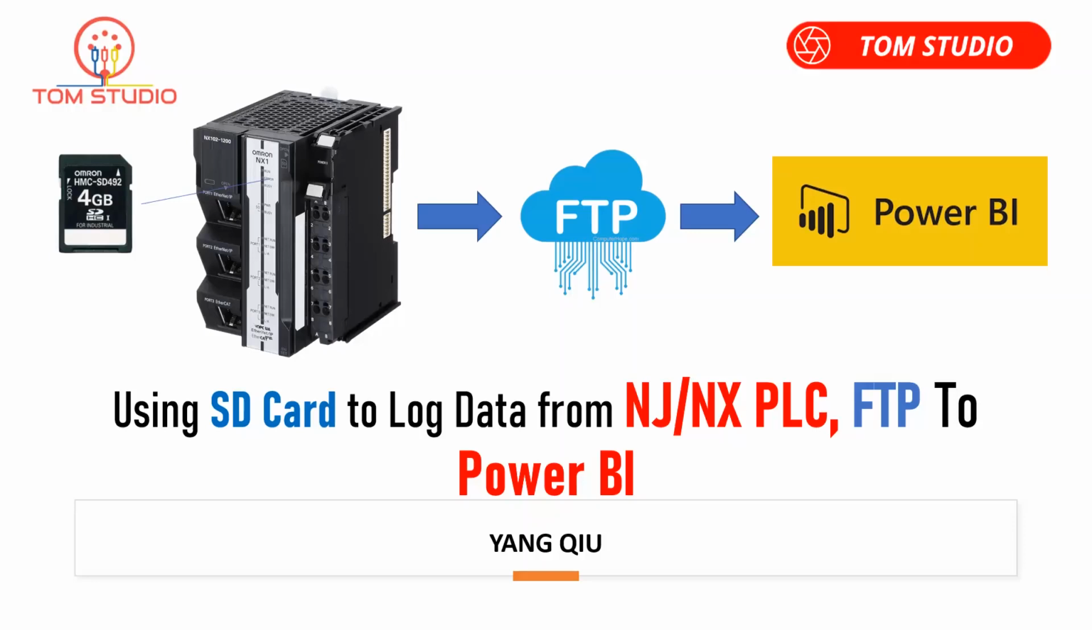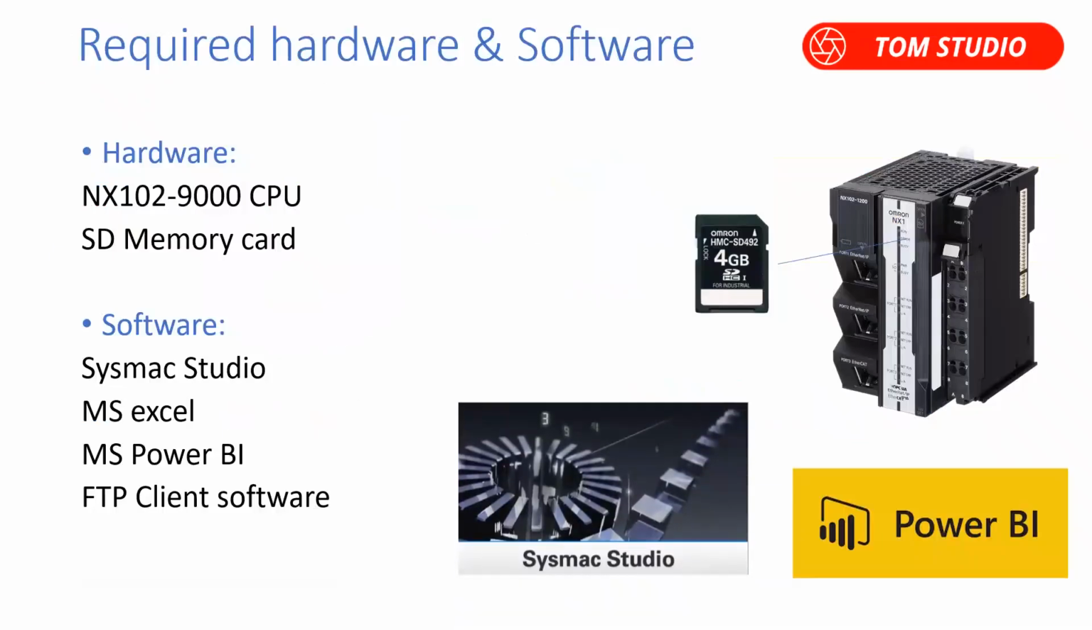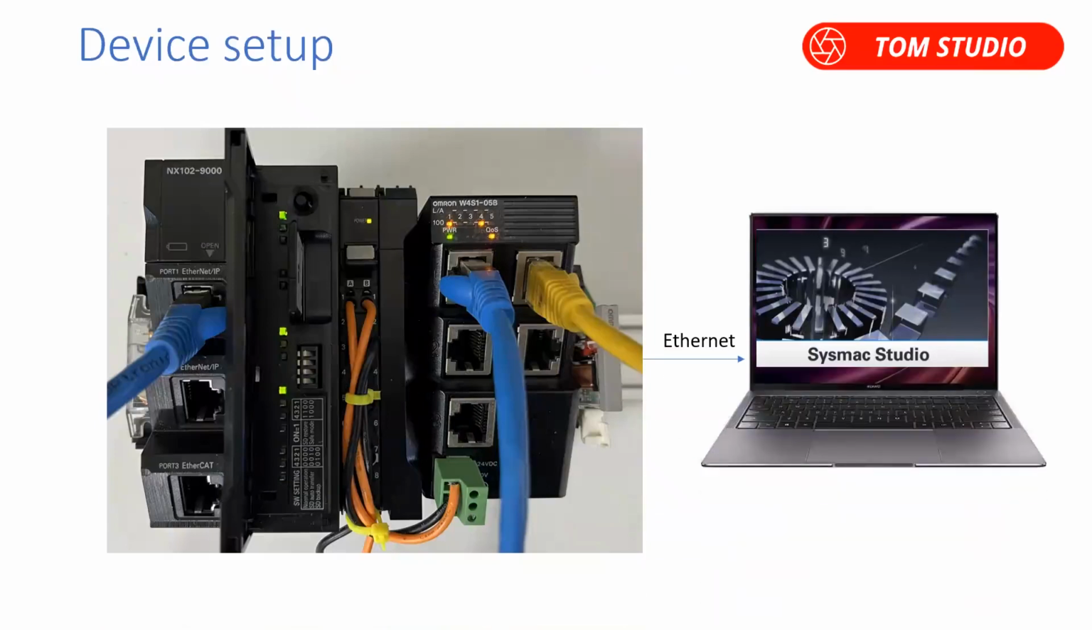Okay, let's get started. In this example, we utilize NX102-9000 CPU and an SD memory card. Software: we use Sysmac Studio programming software, Microsoft Excel, Power BI, as well as FTP client software. The testing device is only set up for local network connection. If you want to use remote network connection, a router or internet connection is required.